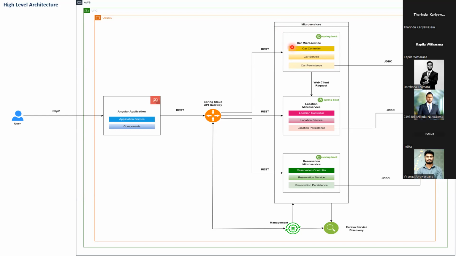Remember, we explained in the previous slide that we are going to develop and deploy three microservices: car service, location, and reservation. The first box, the yellow one, is the car microservice. Inside it there is a Spring Boot icon, which means we are planning to develop this microservice using Spring Boot. Inside that are three small yellow boxes: first controller, second service, and third persistence.